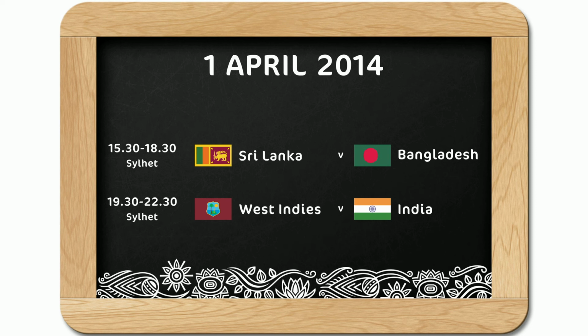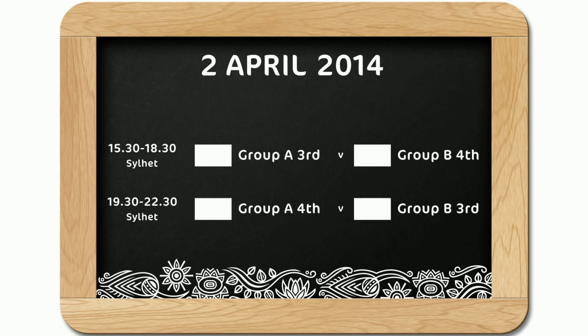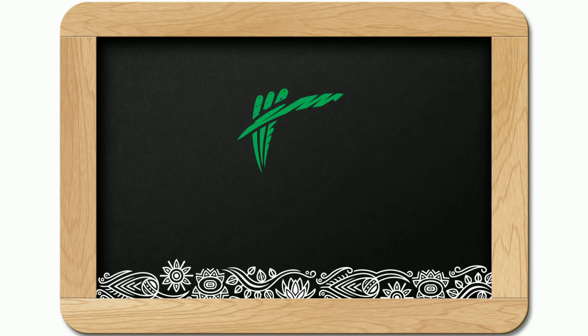The top two sides of each group will then progress to the semi-finals of the event. On the 2nd, the 3rd and 4th position teams from each group will play against each other in the ranking playoffs to qualify to play in the ICC World 2020 women's event in India. This concludes the group stage of the women's event.